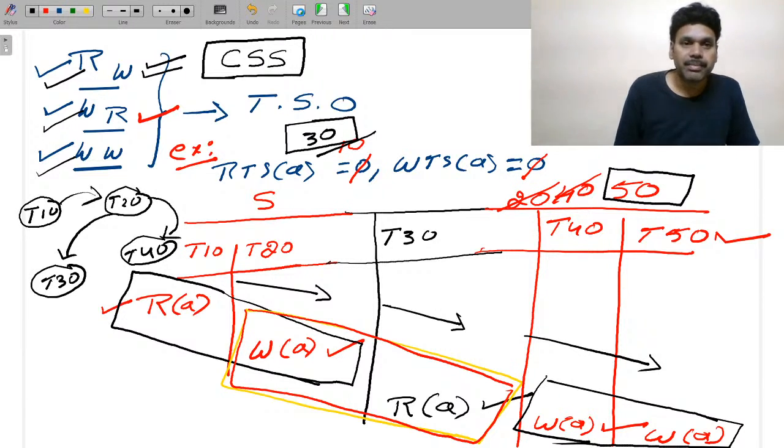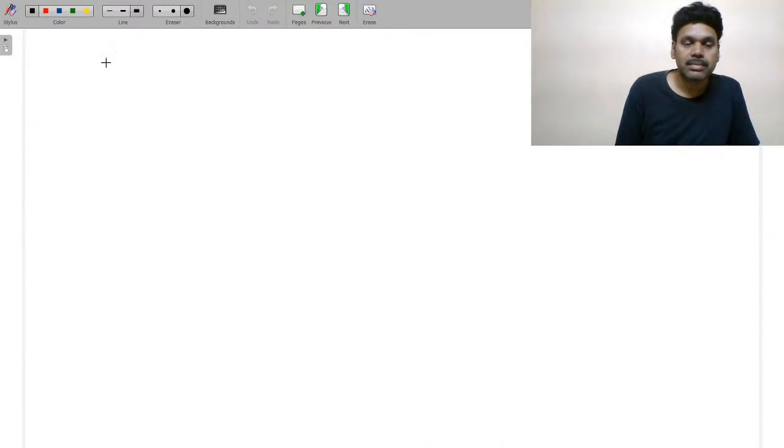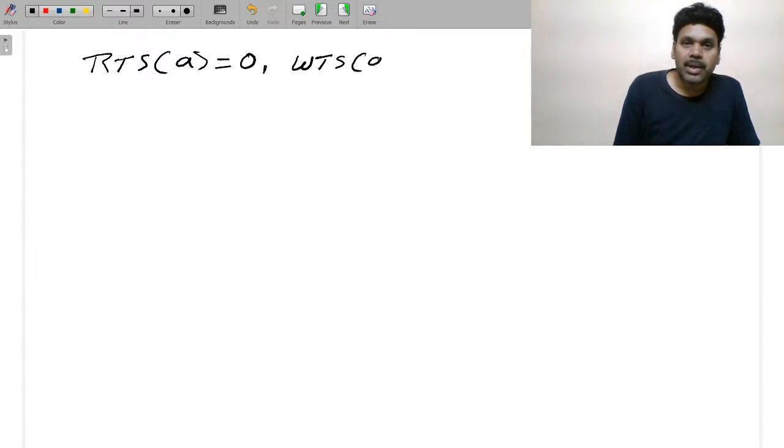Now you see, RTS of A is equal to 0. WTS of A is equal to 0. Understand, friends?